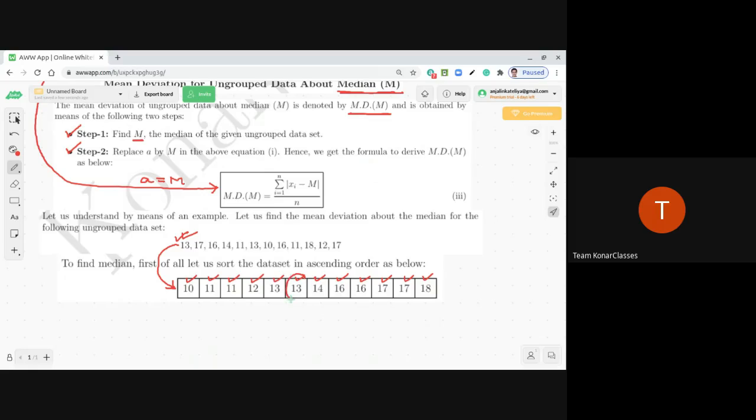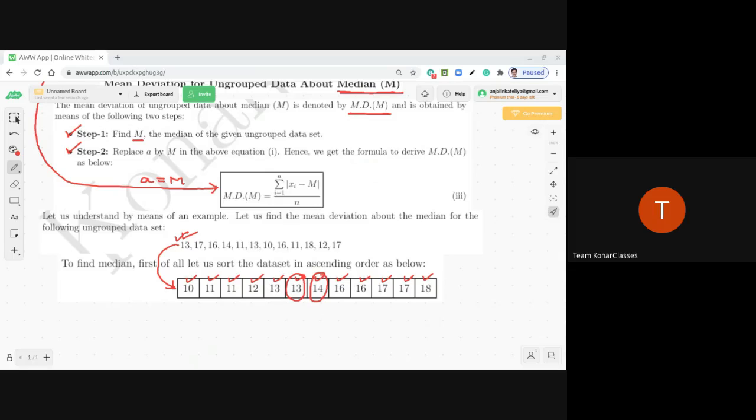So this is the 6th value and this is the 7th value. So the median will be the mean of 13 and 14. What is the mean of 13 and 14? That is (13 plus 14) by 2, which is 27 by 2. That means it is 13.5. So let me first write down the value of the median.